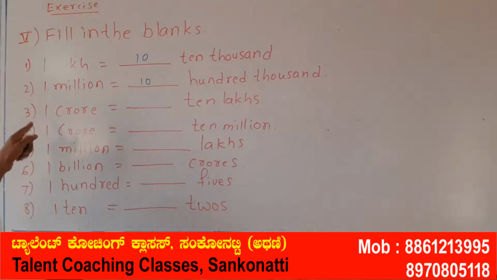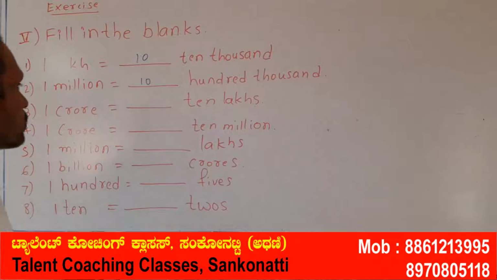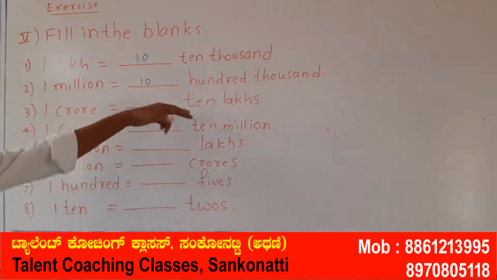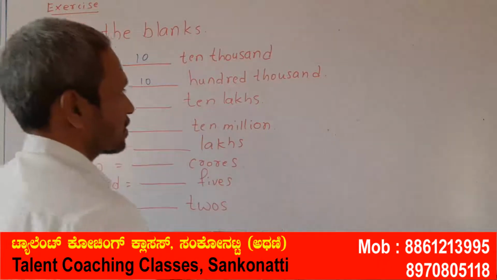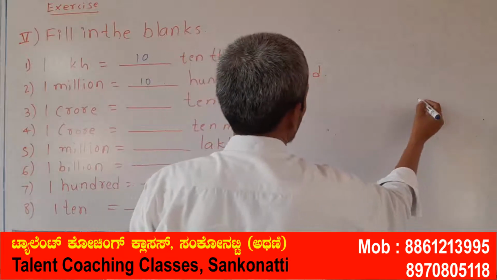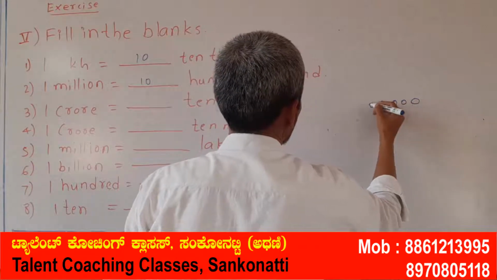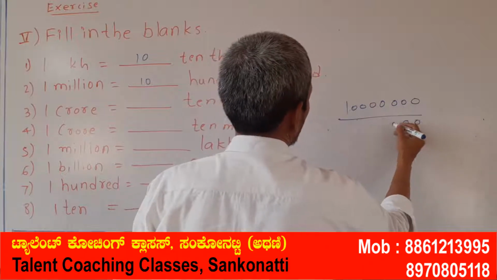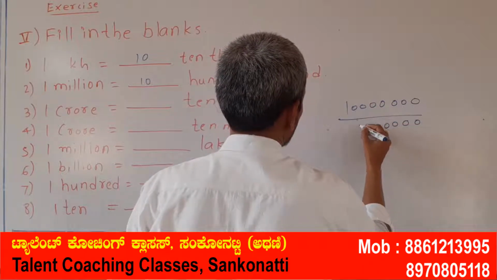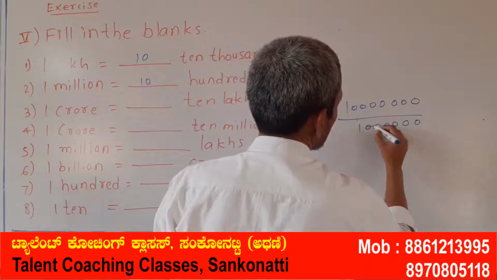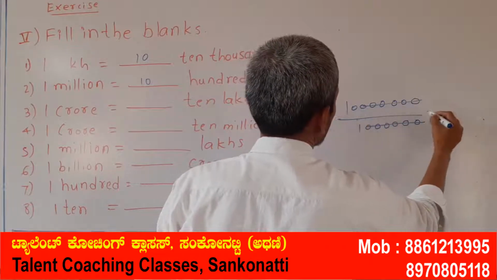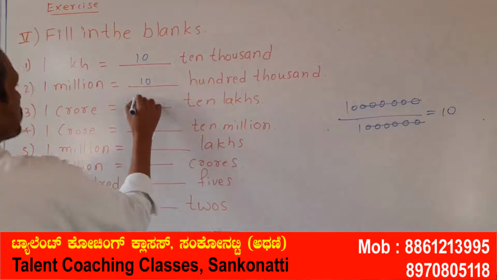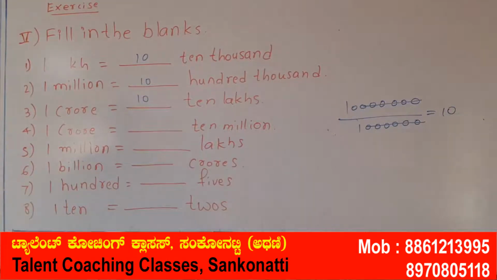Now we will find how many 10 lakhs are there in a crore. To achieve this, we divide crore by 10 lakhs. Unit, 10, 100, 1000, 10,000, lakh, 10 lakh, crore, and 10 lakh. Here 6 zeros we will take out, here also 6. Now, in 1 crore, 10 lakhs are present.